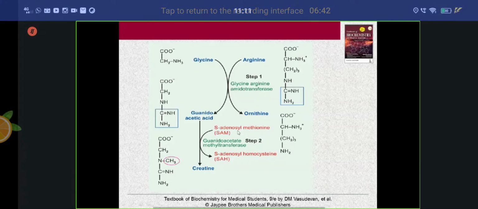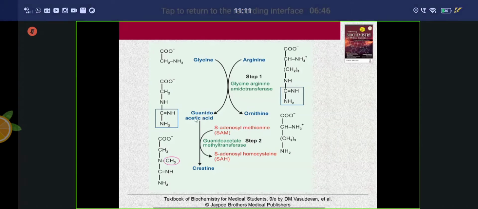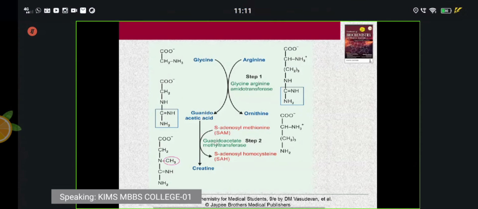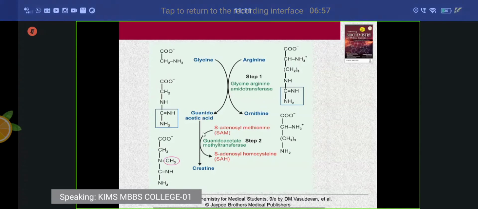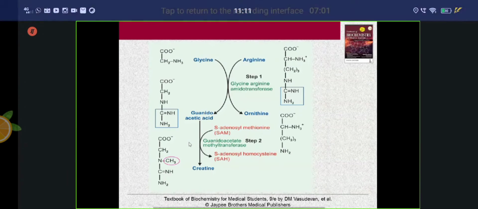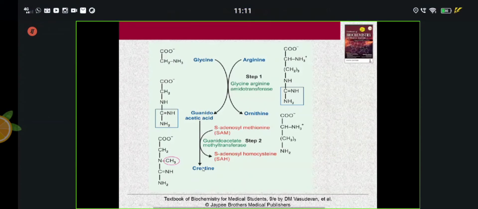You can see the methyl group is transferred to guanidoacetic acid. So this is the guanidoacetic acid. This SAM is a methyl transfer. Always remember, this is a methylation, transmethylation reaction. Transmethylation means transfer of a methyl group. SAM is always a methyl donor. So it is donating its methyl group to guanidoacetic acid, so that finally you have the creatine.